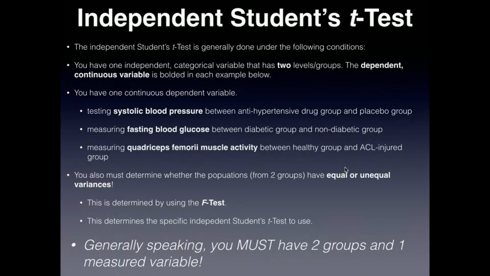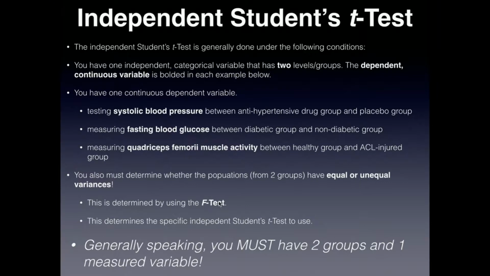And there's sometimes not that much difference between the results of each, but to be technical and rigorous, you do want to use the correct one. So what you're saying is the two groups, so for example, in this case, the healthy group and the ACL injured group, those two populations, we need to see if the variances between those groups are approximately equal, or if they're too different and thus they're unequal.